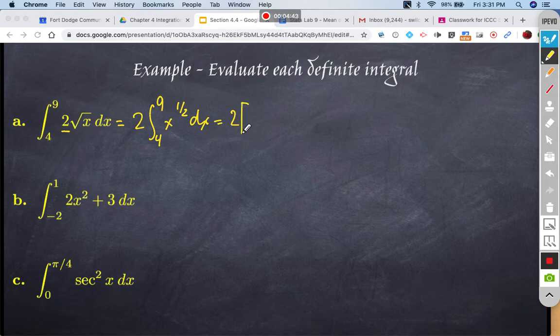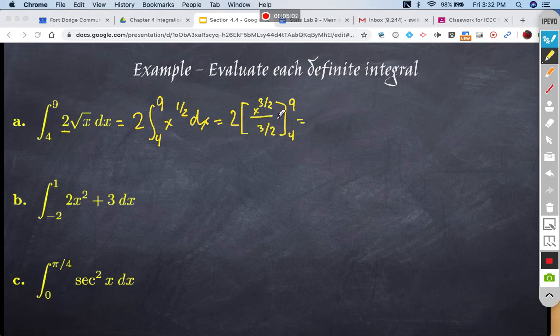So the antiderivative of x to the 1/2 is going to be x to the 3/2, because we add 1 to the 1/2, and we divide that by 3/2. And we evaluate this from 4 to 9.